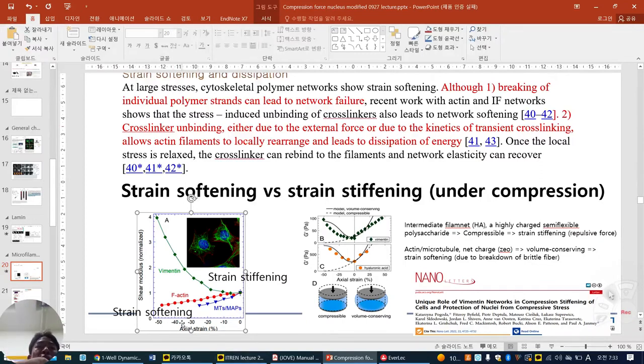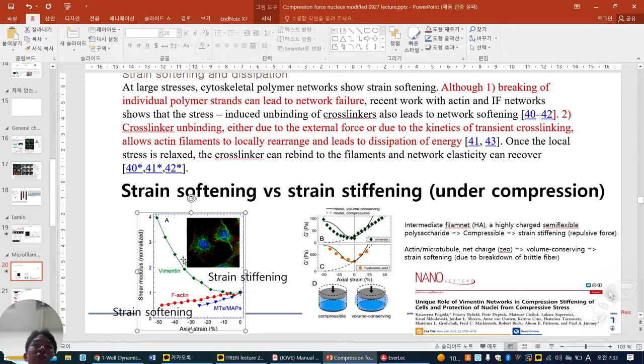Because 40% of strain means half of the height is decreasing, 10 micrometer height to 5 micrometer height, which is a very dramatic change to the cell. In that case, the polymer structure is gone. Because the polymer structure is gone, their stiffness decreases. But the interesting point is that only intermediate filament is increasing.